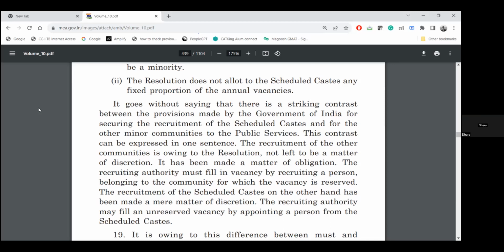Yes, and now there are big problems, like the roster system and the way the seats are filled, which is very complicated. The simple solution was provided by Shahu Maharaj. Shahu Maharaj said that you prepare a negative list. Take those communities who have advanced further, give them reservation according to their population, and let all the other seats be de-reserved.